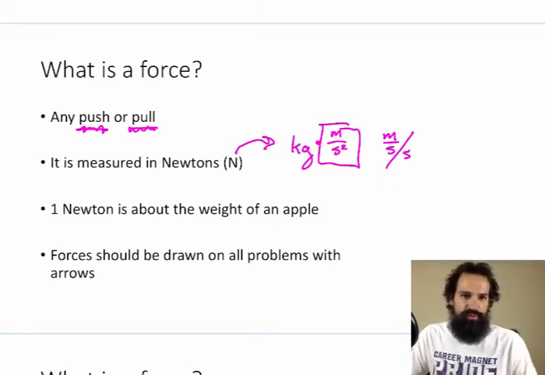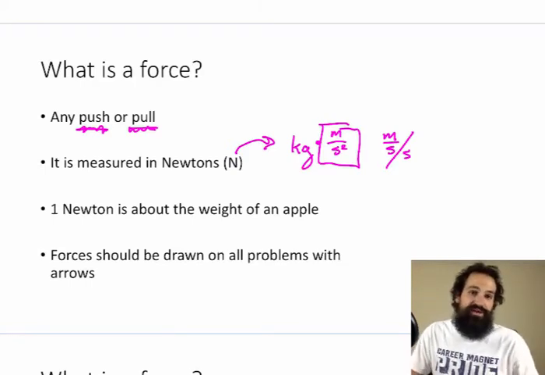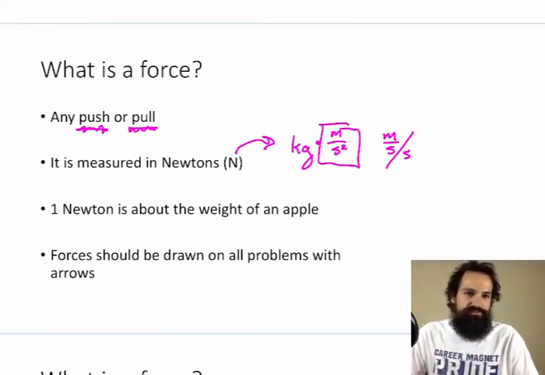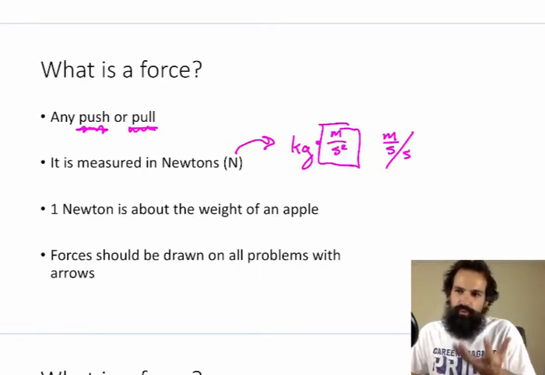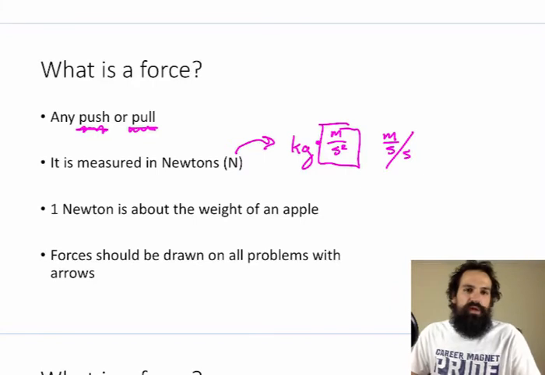1 Newton is the weight of about 1 apple. So again, applying that to the previous thing, that kind of gives you a feel for what a Newton is. The force required to hold up a small apple is 1 Newton.